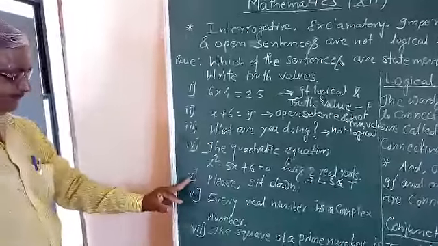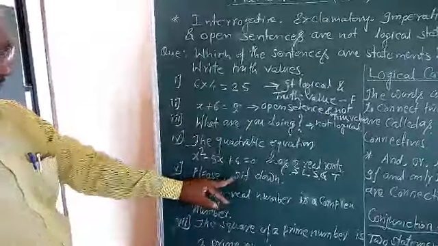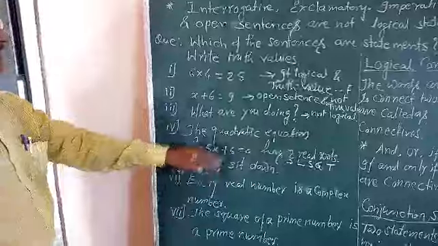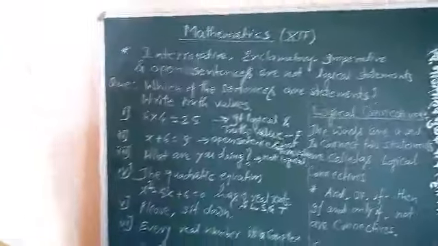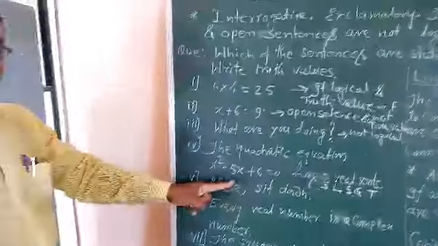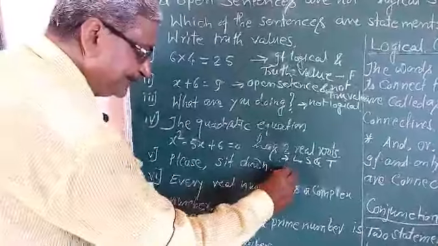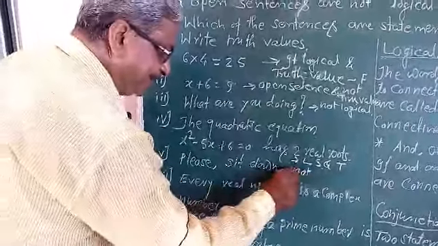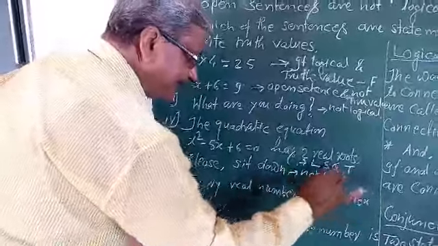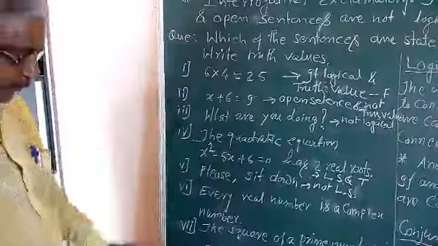Then example number 5: please sit down. This is a request, meaning it comes under the imperative sentences that we have already written above, which are not logical statements. So it is an imperative sentence, which is not a logical statement. As it is not a logical statement, again it has no truth value.